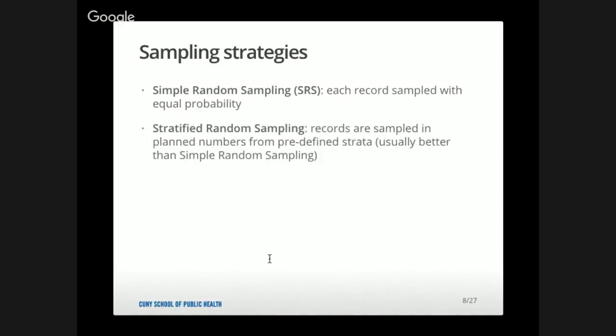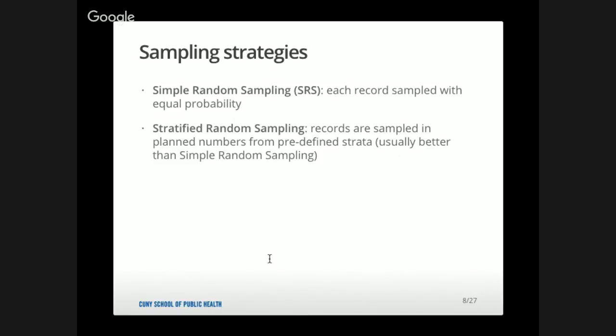This is the easiest type of data to analyze. It's not necessarily the most efficient, as we call it, though. Often a stratified random sampling is better than a simple random sample.